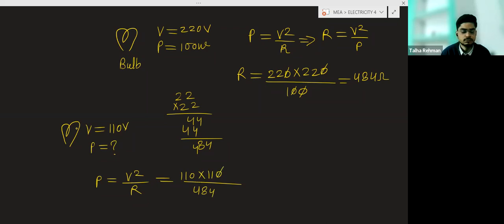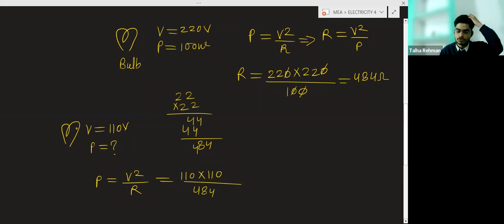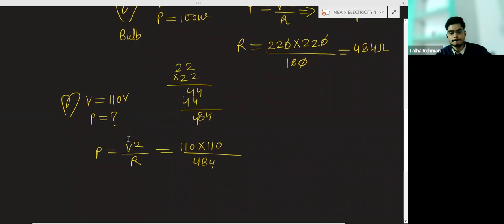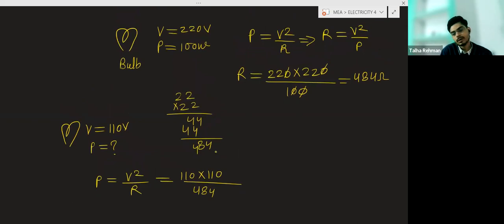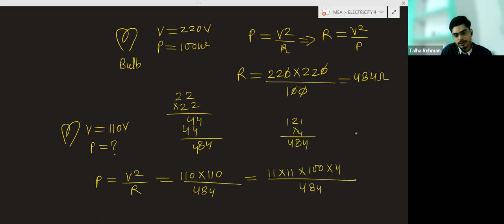So it will become 22, 22, 484. You can write 11 into 11 multiplied by 100, and here is 484. So 11 elevens are 121, and 121 fours are 484. So basically this will be cancelled out, it will be 100 watt.